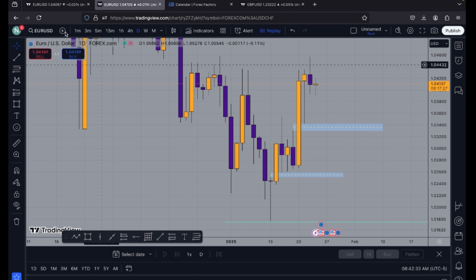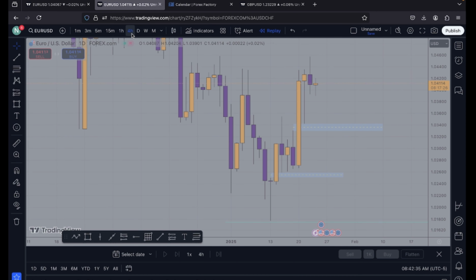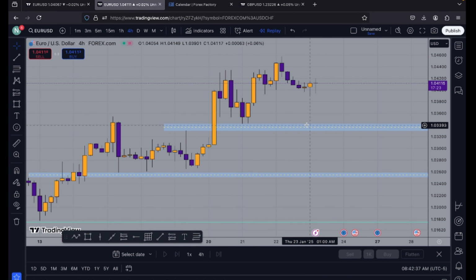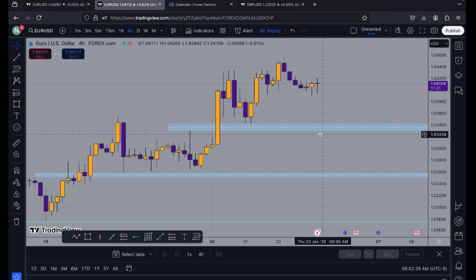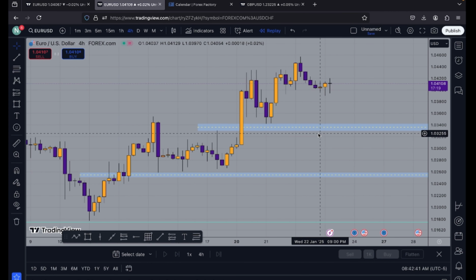So these are the daily fair value gaps. And lastly, the 4-hour chart. So let's move to the 4-hour charts. Okay, on this 4-hour chart, we can now see at this very point we have fair value gaps again. And now this is the present price leg, all the way from here to this point.